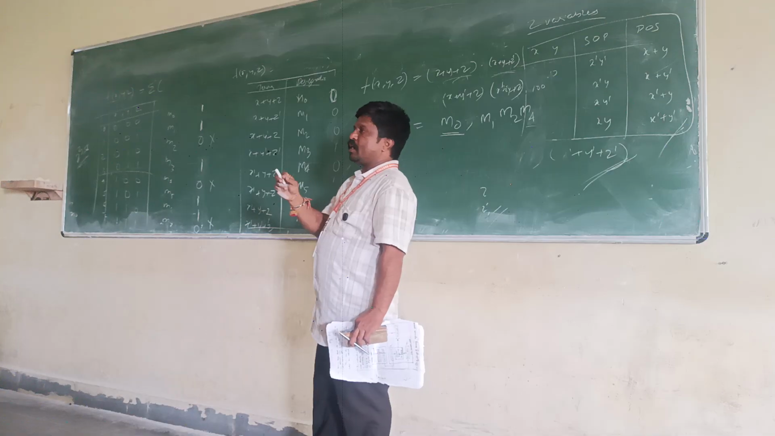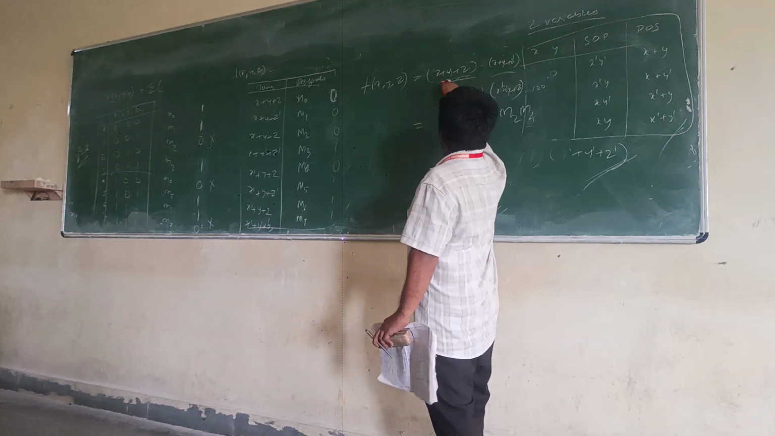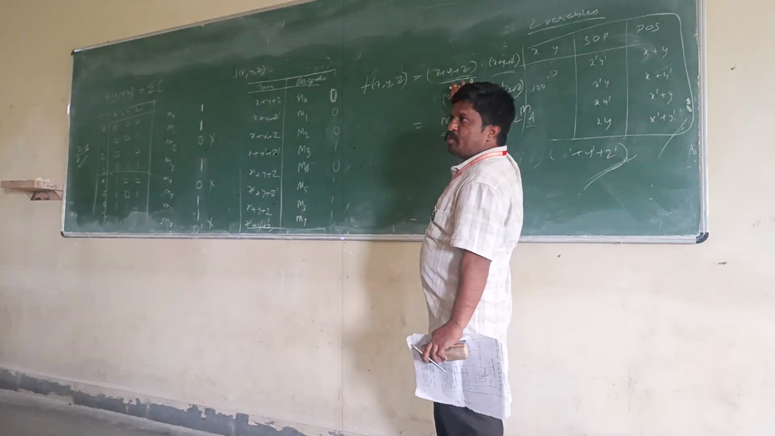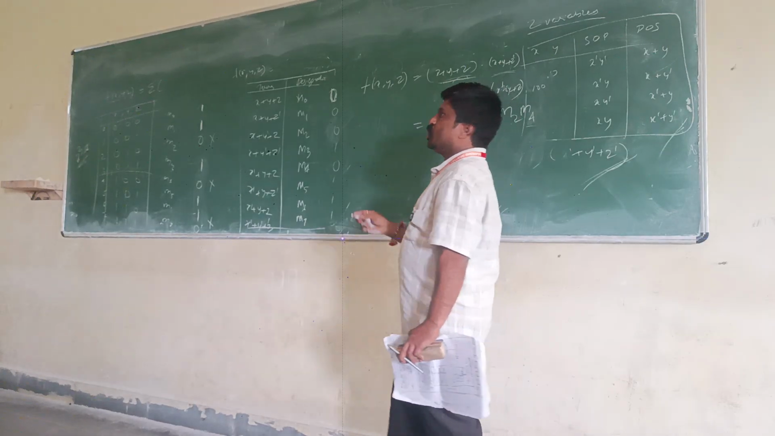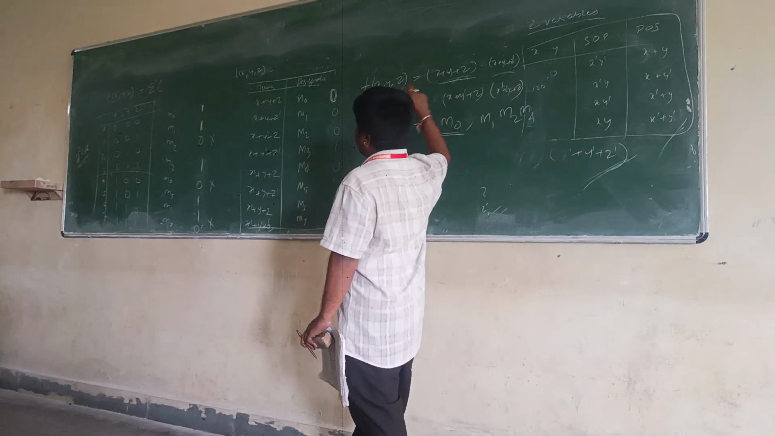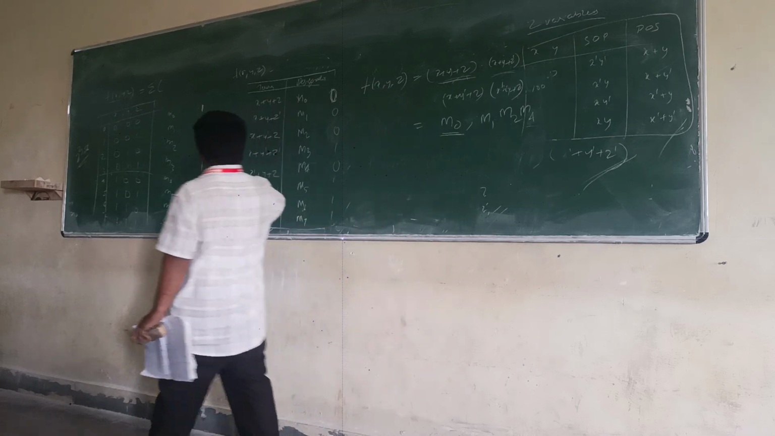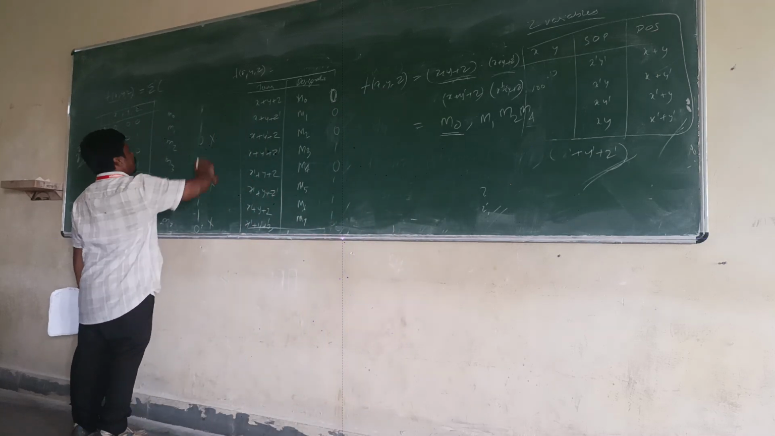Term is the name here. The term here, the one term is there. This is the M0. M0 is to be replaced with the 0. But if it is not present in the SOP form, that is to be considered as here.